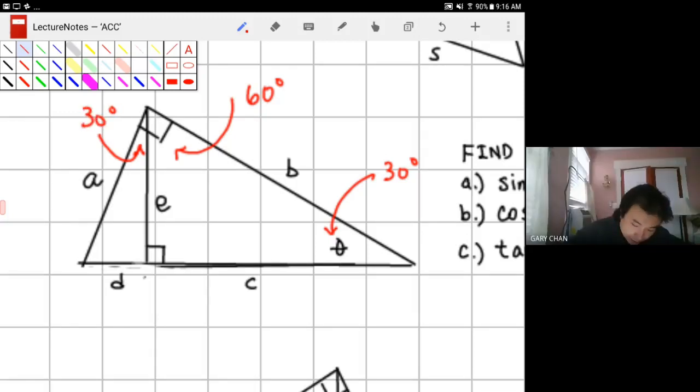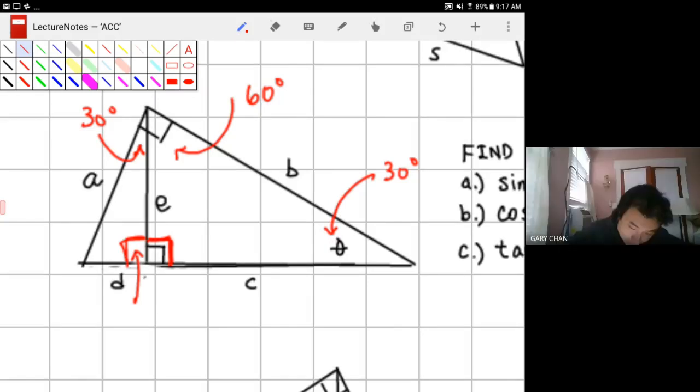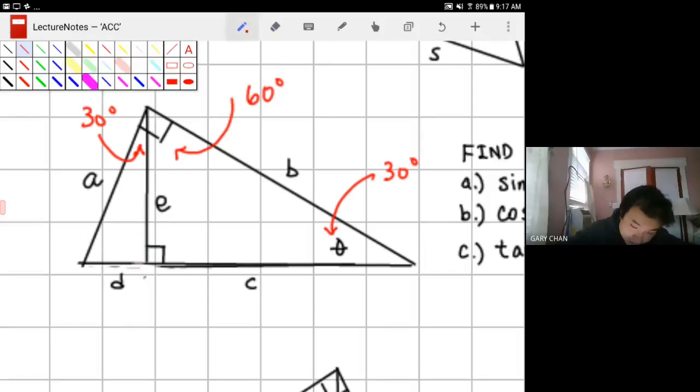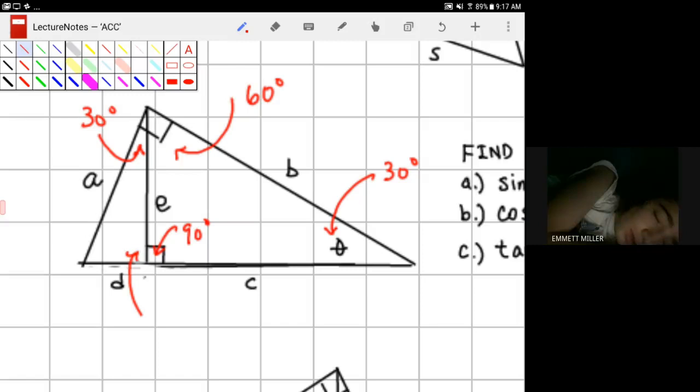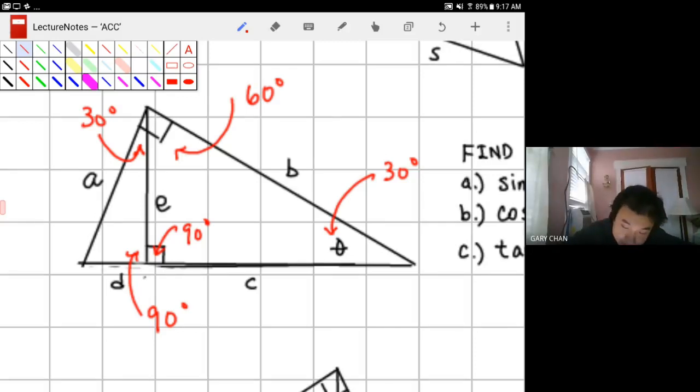And wait a minute. Kelvin, if this angle over here is 90, what would be the angle on this side here? 60. So remember, a full line makes 180 degrees. If this side here is 90, what would be the other side? It would also be 90, because it has to form a straight line. The other side must also be 90.